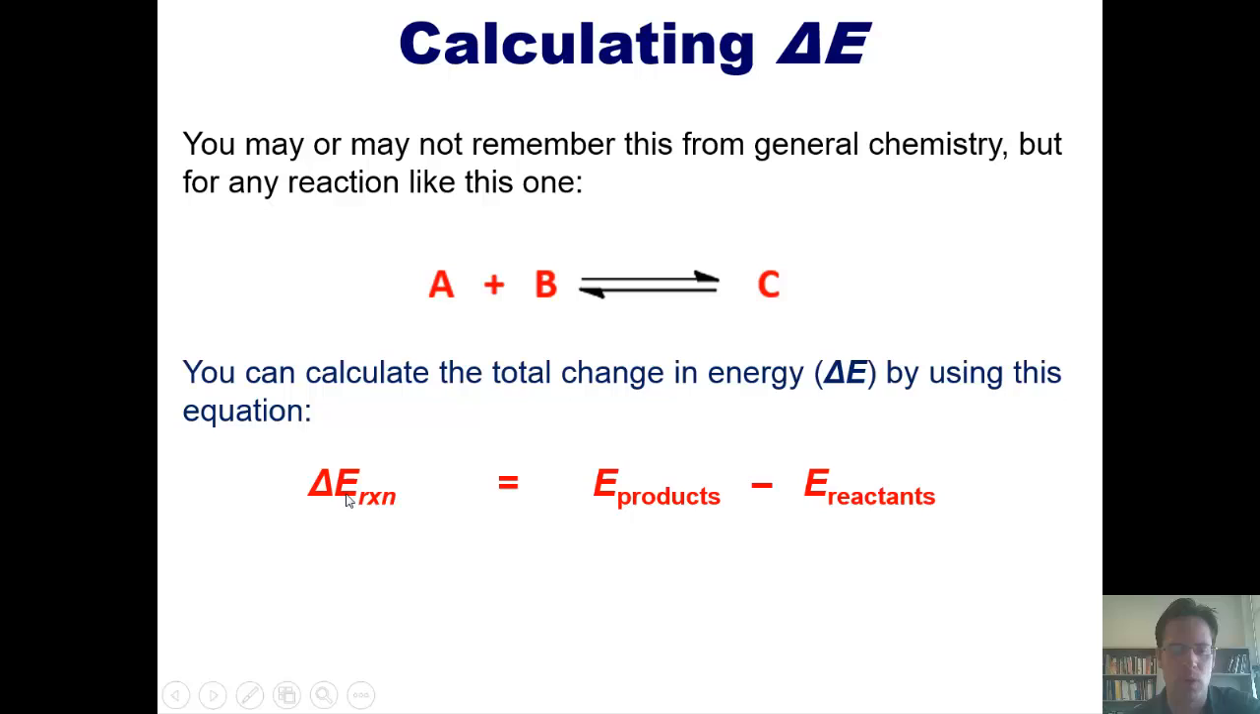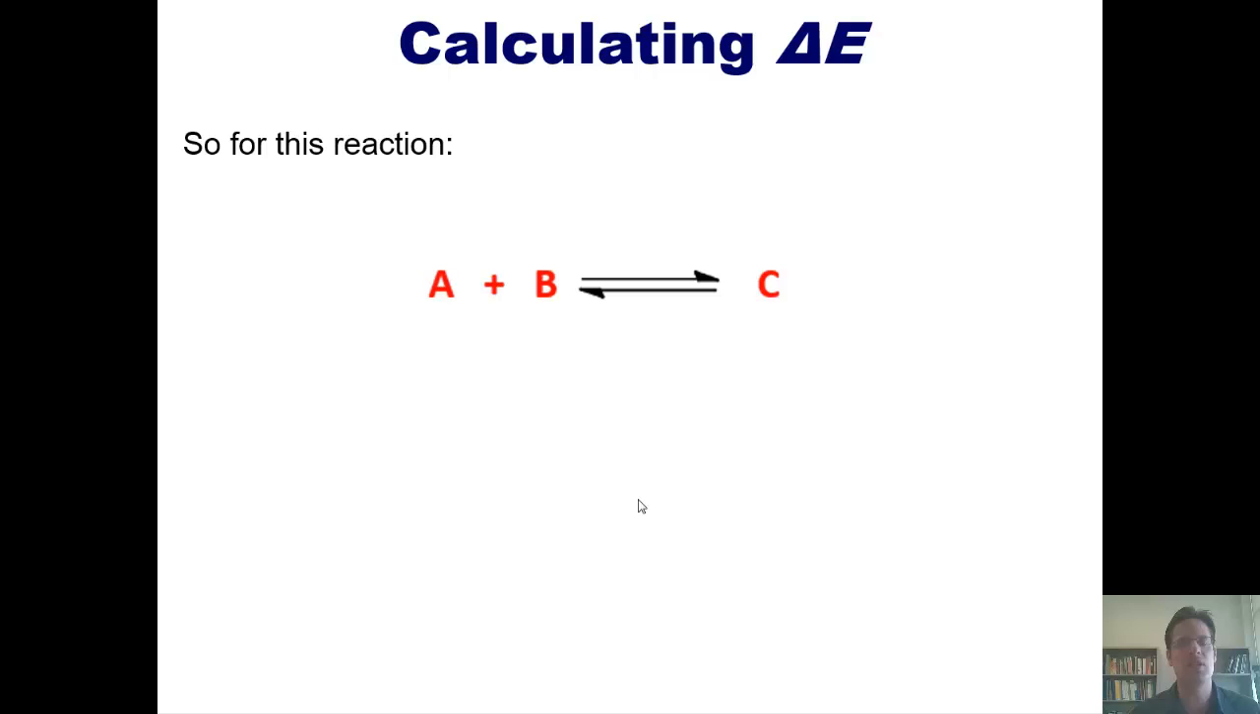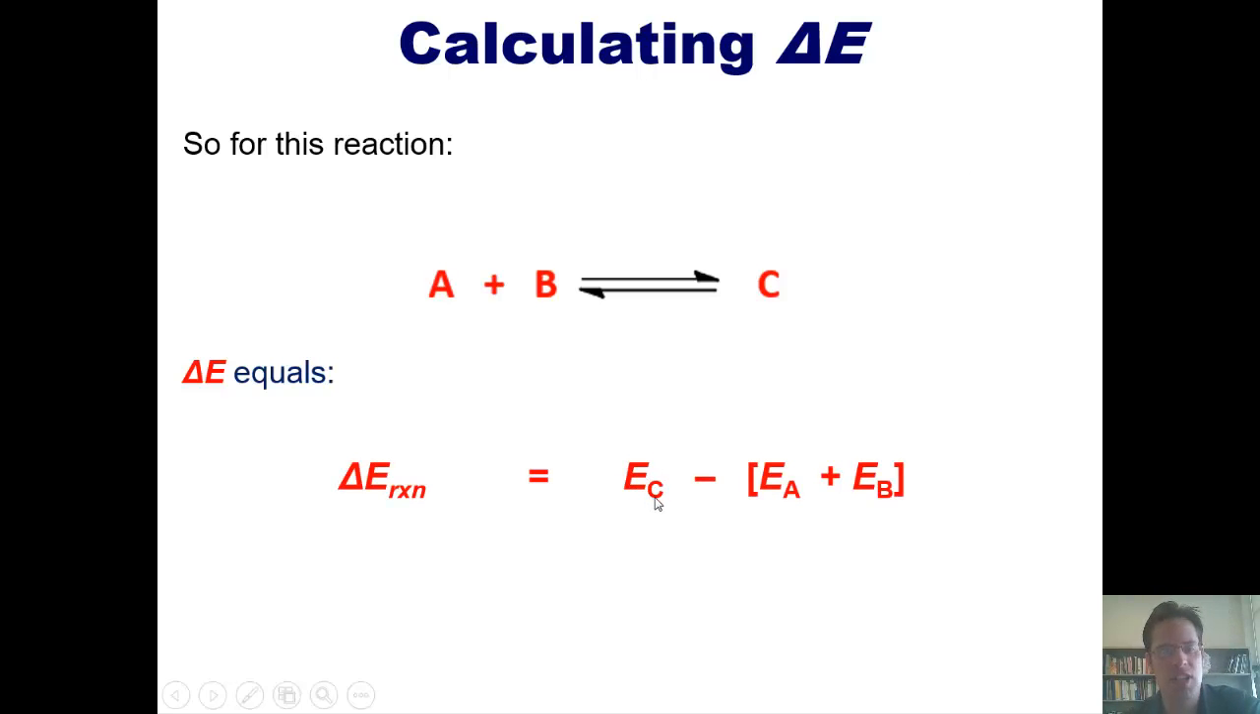The delta E for the reaction, the change in energy, is equal to the energy level of the products minus the sum of the energy levels of the individual reactants. This is a slightly simplified equation, but generically this is how it is. So for this particular reaction, which is once again a little bit generic, delta E for the reaction is equal to the energy level for C minus the sum of the energy levels of A and B.